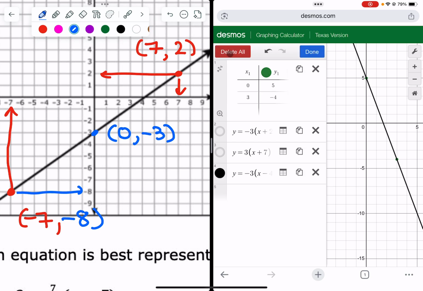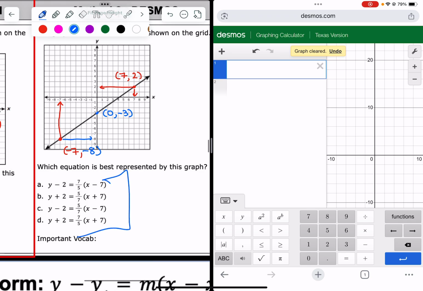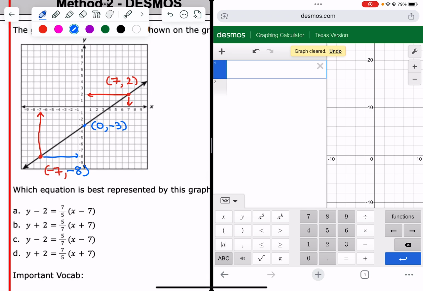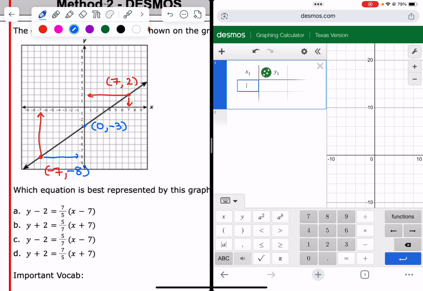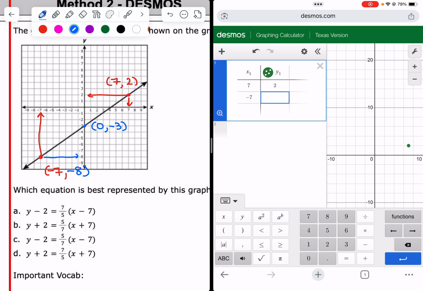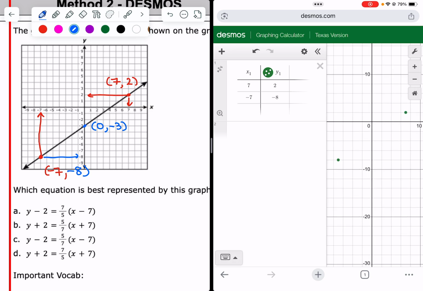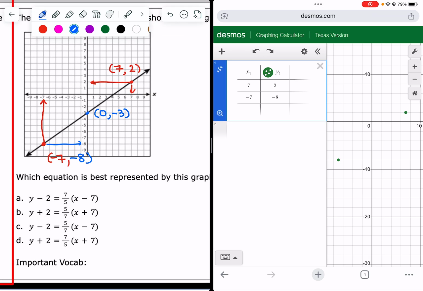So we're going to delete all. If I look at my answers, they're the crazy equation, so I know they won't match my regular equation I get. So I'm going to put 7, 2, and then -7, -8. And then I see my 2 points on the graph. I'll press the 4. Oh, I don't need to do that. Just kidding. It's just habit now.